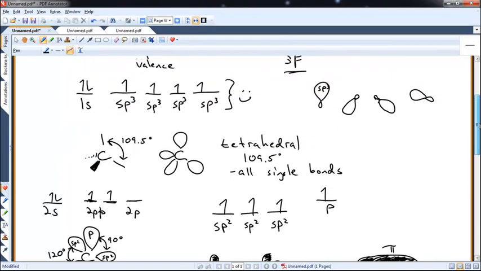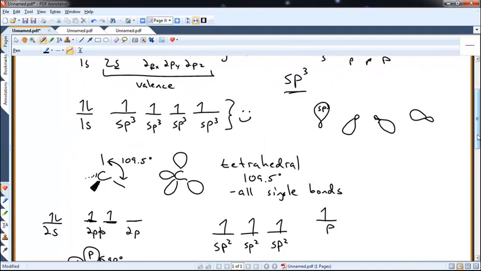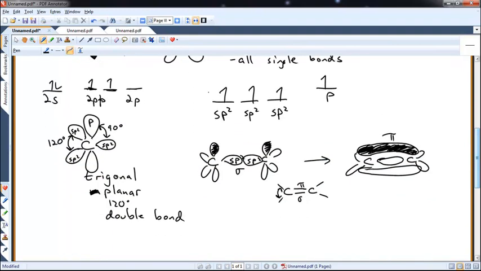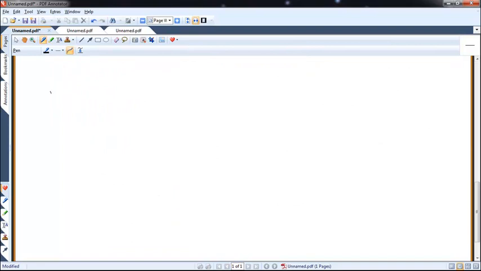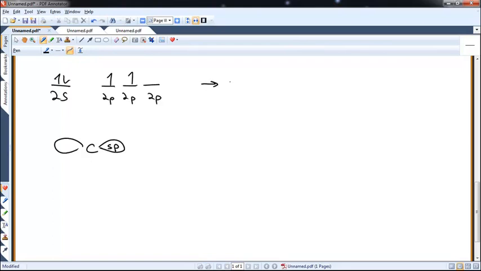We took all 3 p orbitals, smushed them together to generate sp3. We took 2 of the p orbitals, smushed them together to make sp2. And what do you think's next? You're right. You can take just one of the p orbitals, smush them together to make sp. So you got this to start with. If I just take one of these and one of these, smush them together, I get 2 orbitals, both of which are sp hybridized.